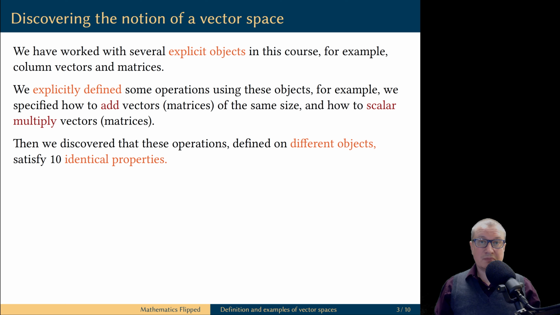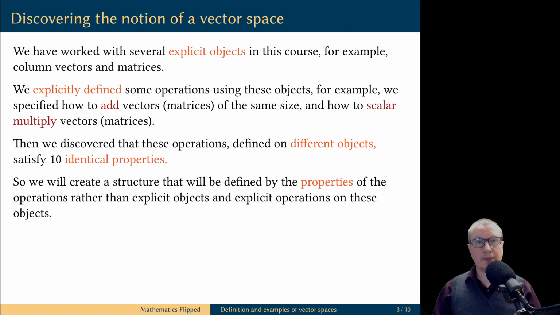So the question is, how many times do we have to do it? What if we encounter a third type of objects? We define again operations on that objects only to later discover that these operations still satisfy the same 10 properties. Why not instead adopt an abstract approach?